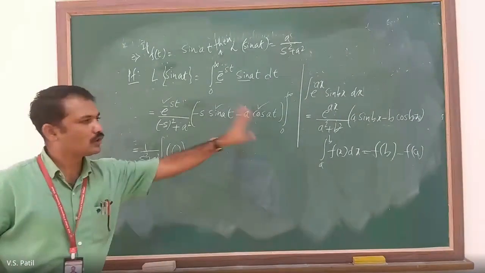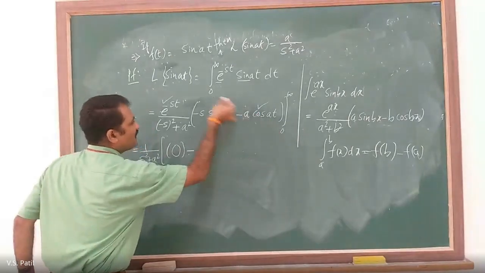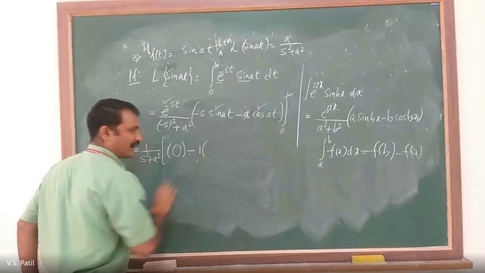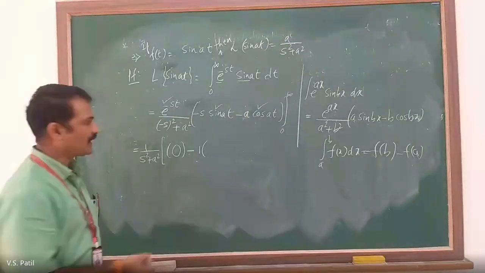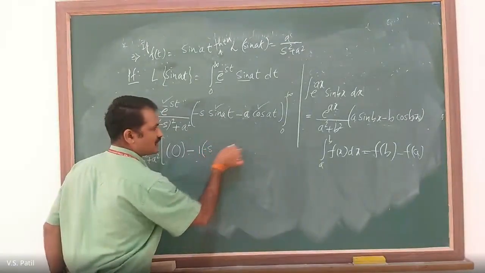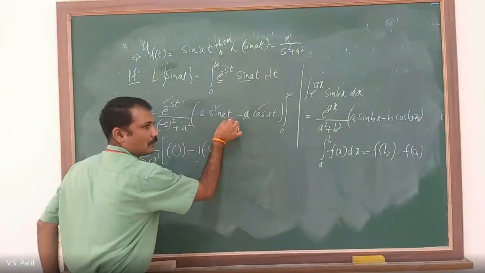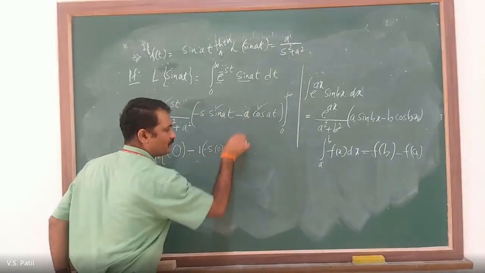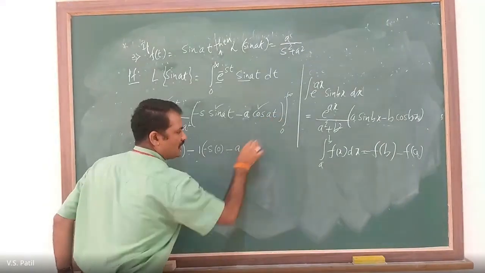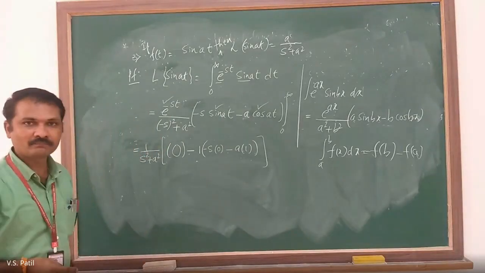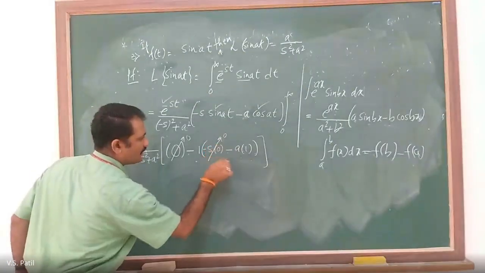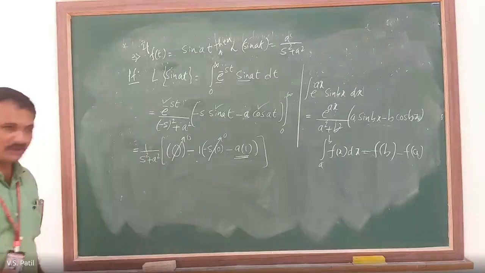I will come to the lower limit. Lower limit means here I will put 0. If I put 0, what happens? Minus 1 into bracket. Please concentrate. Minus s I will keep as it is. Wherever t is there, I will put 0. Sin 0 is 0 minus a. Cos 0 is 1. Agree? So what happens? This becomes 0. This becomes 0. You are left with only this term.